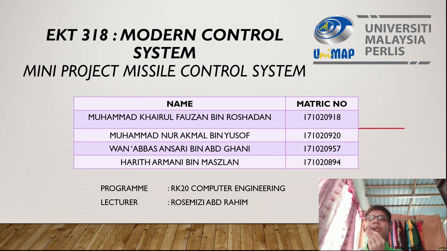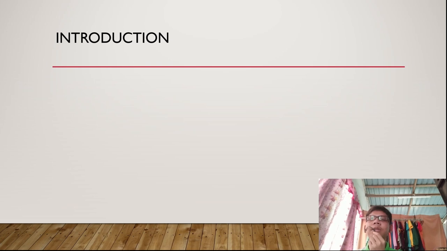In this video, we are going to present our mini project for Modern Control System, that is the missile control system. What is a control system? A control system is a unit which provides the desired response by controlling the output, where the component or process to be controlled can be represented by a block. It shows the processing of the input signal to provide the output signal variable, often with power application.